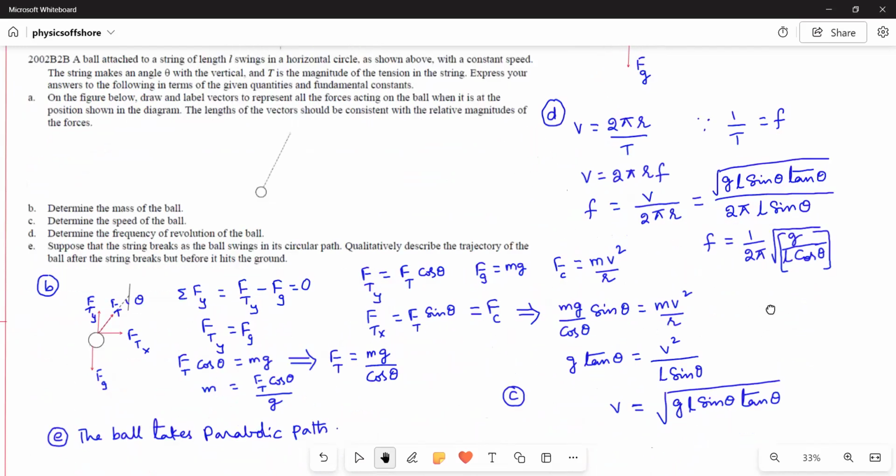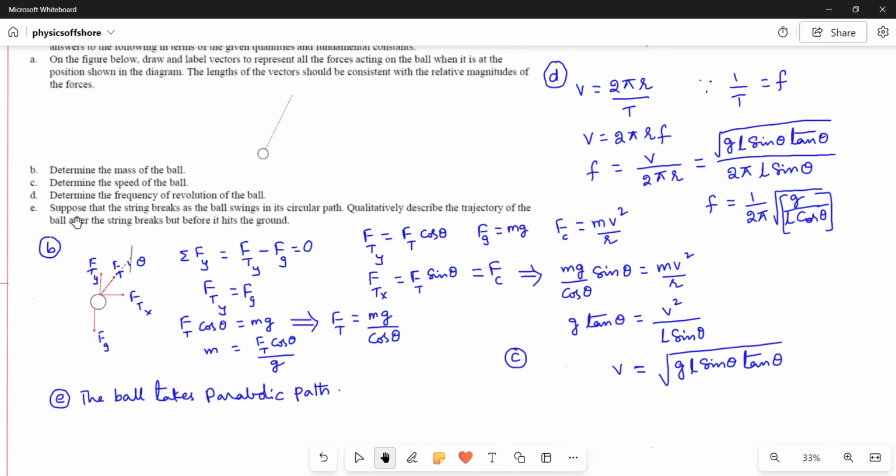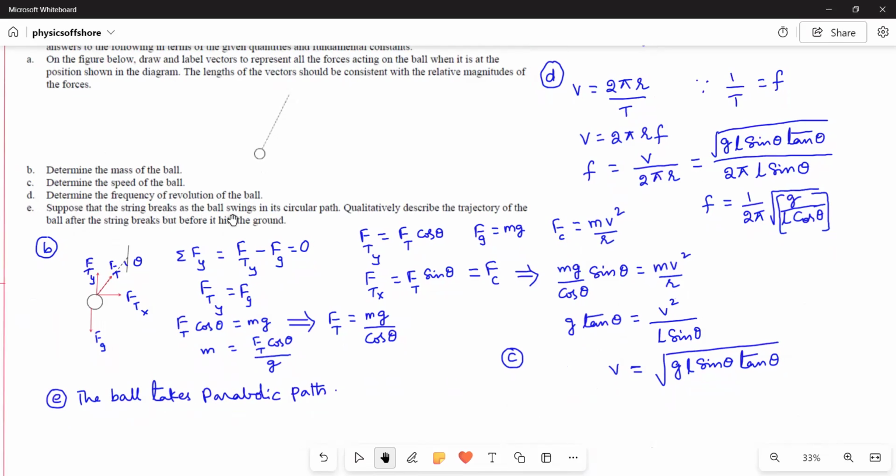Now E bit. He is asking, suppose the string breaks as the ball swings in its circular path, qualitatively describe the trajectory of the ball after the string breaks but before it hits the ground. So suppose this is the ball and this is its trajectory. If the string breaks, what happens from here? It comes down. Suppose this is the maximum position. From here, it falls down.